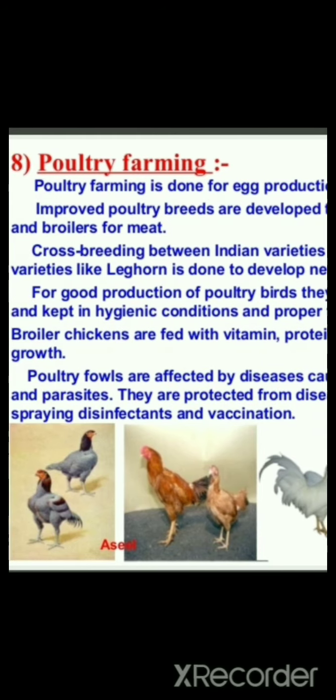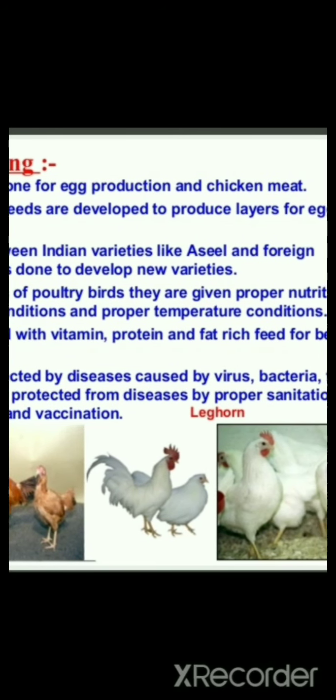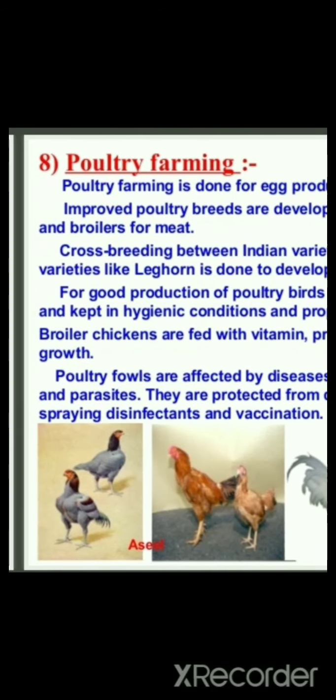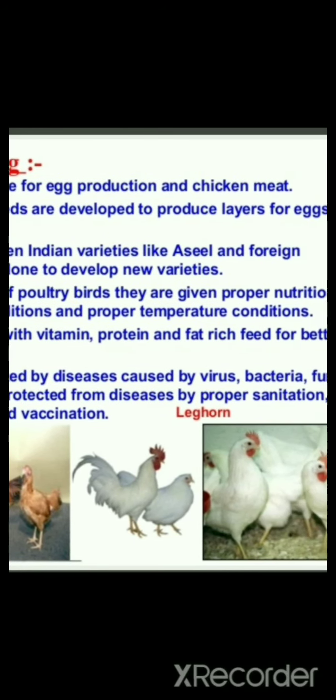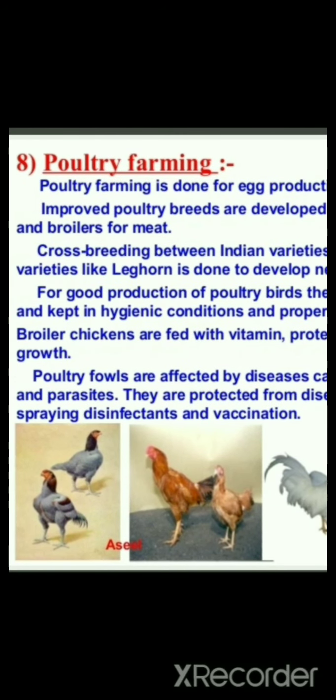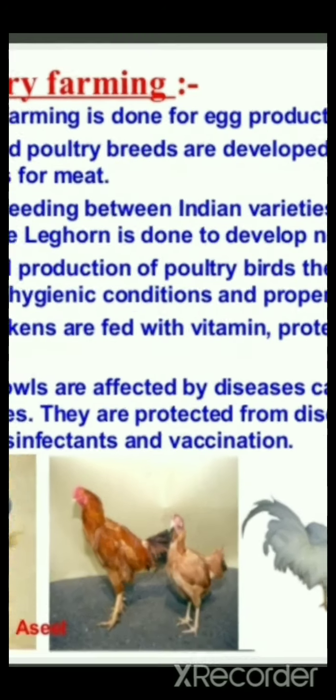Poultry fowls are affected by diseases caused by viruses, bacteria, fungi, and parasites. They are protected from disease by proper sanitation, spraying disinfectants, and vaccination.